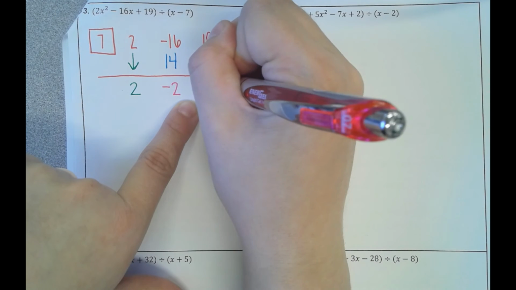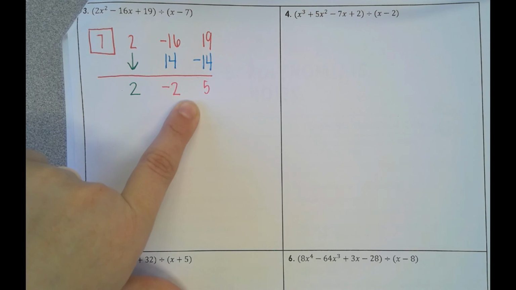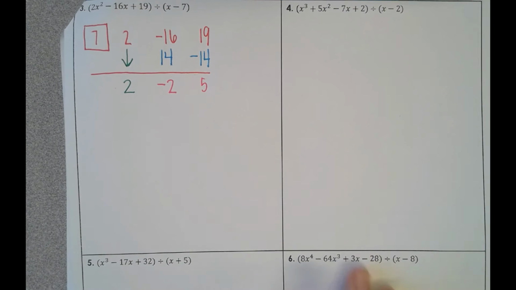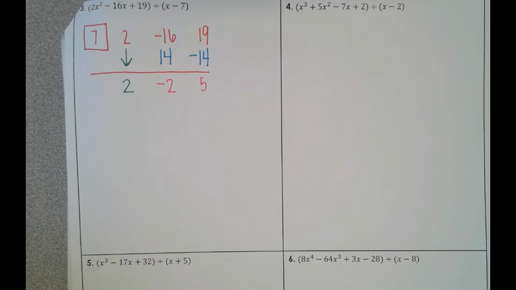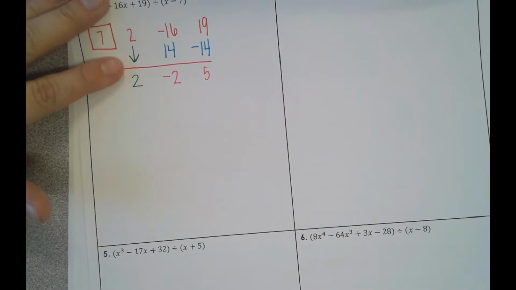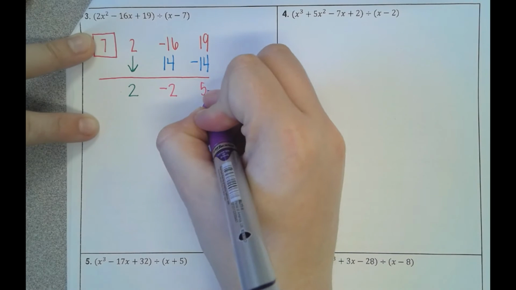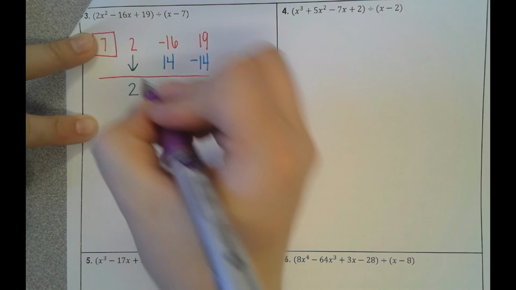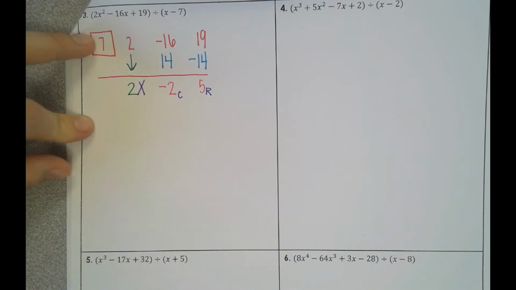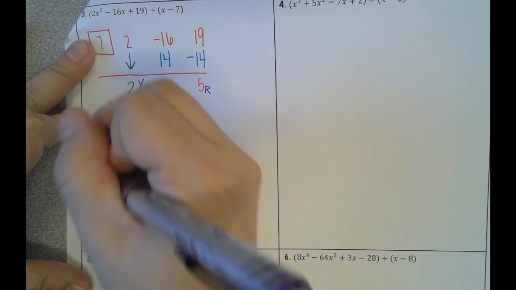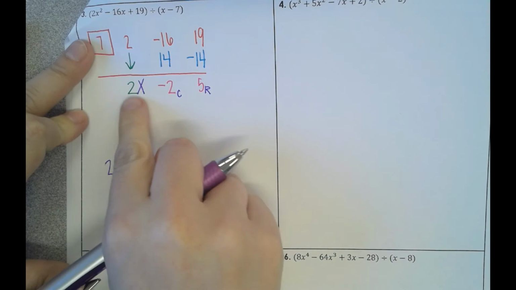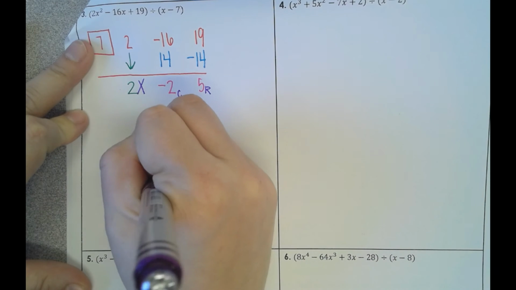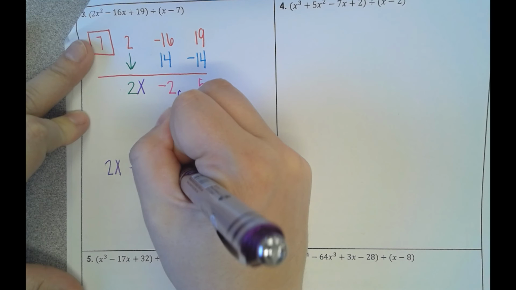Close. Positive 5. 19 minus 14 is positive 5. Okay. Then we have to fill in our answer. The 5 is my remainder. Then my constant. And then that one gets an X with it. So 2x minus 2 plus 5 over x minus 7.